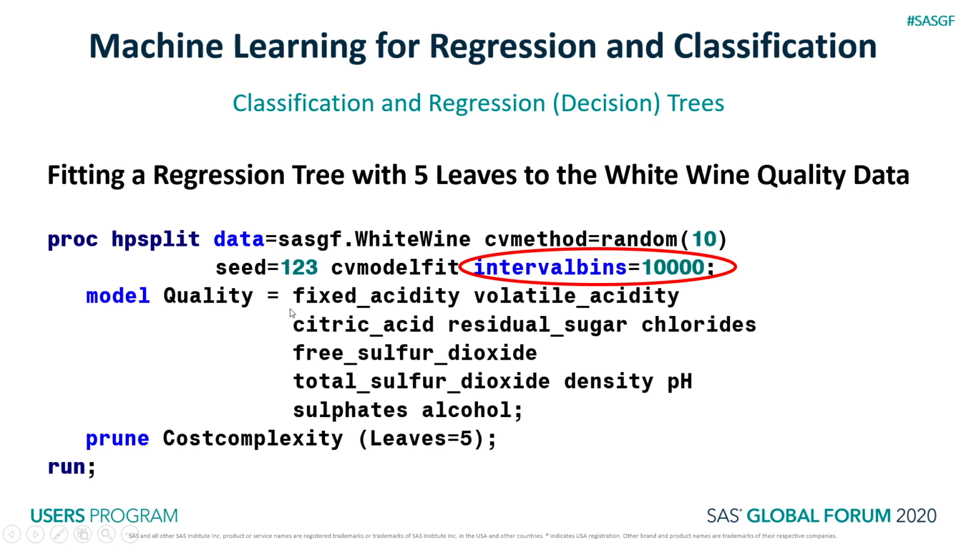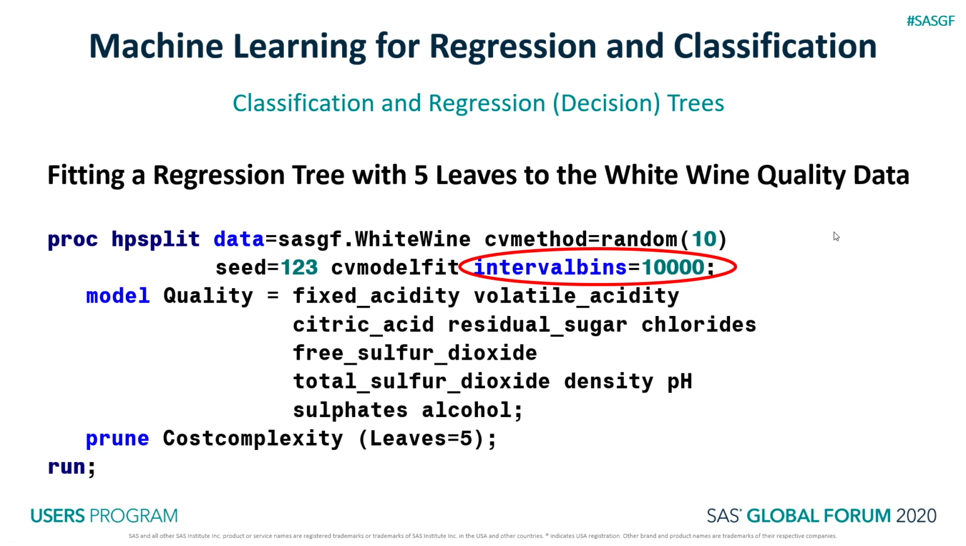So now I'm going to refit a tree with just 5 leaves. The way I do that is prune cost complexity, leaves equal to 5. You'll notice that I've circled this interval bins equal to 10,000 here.